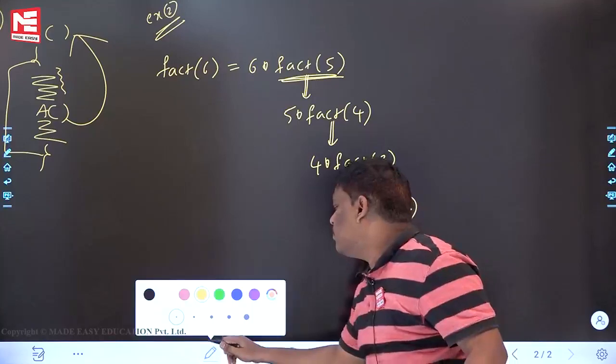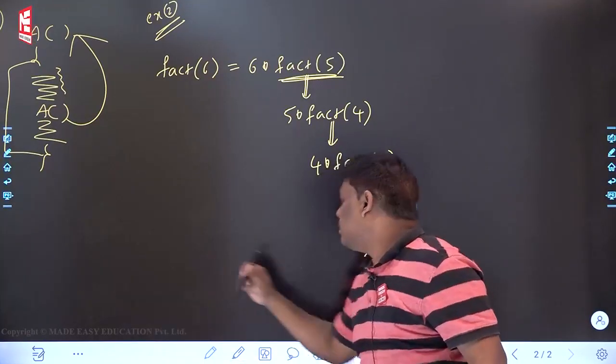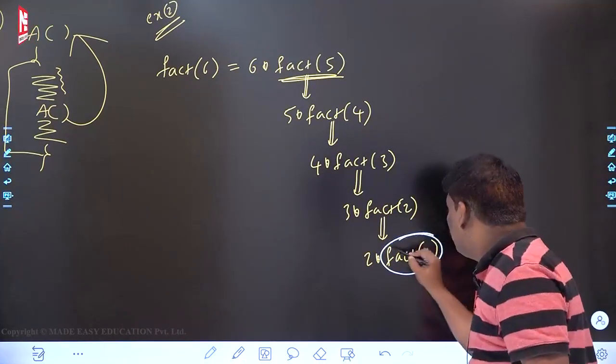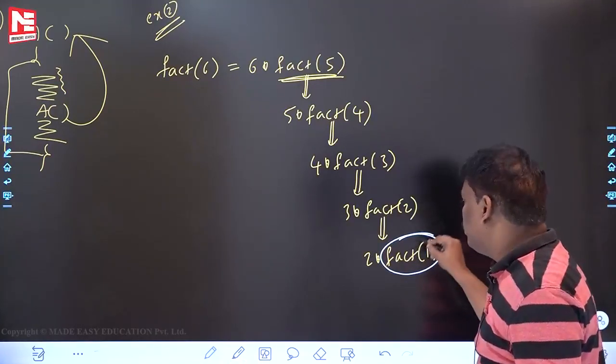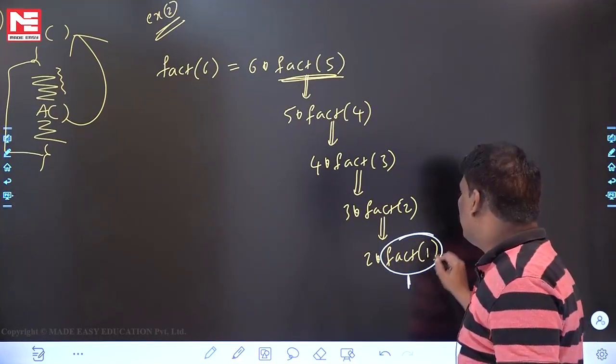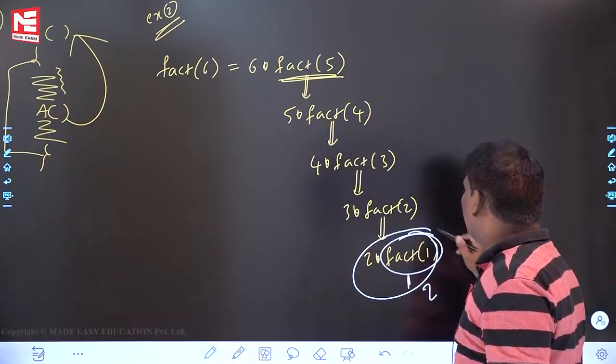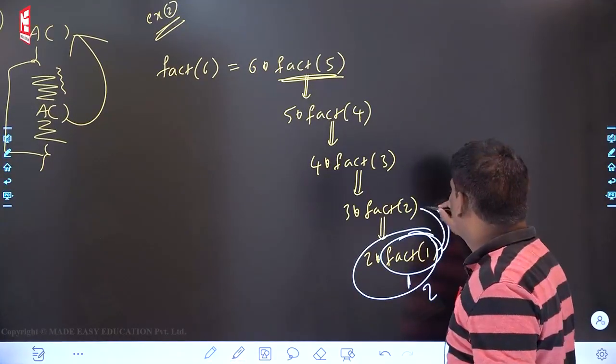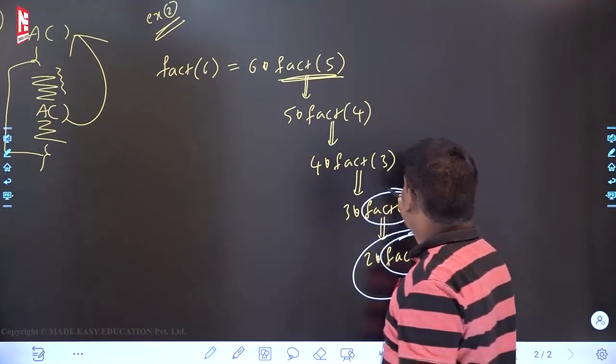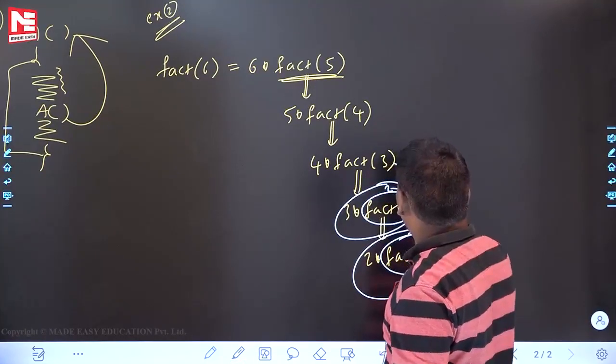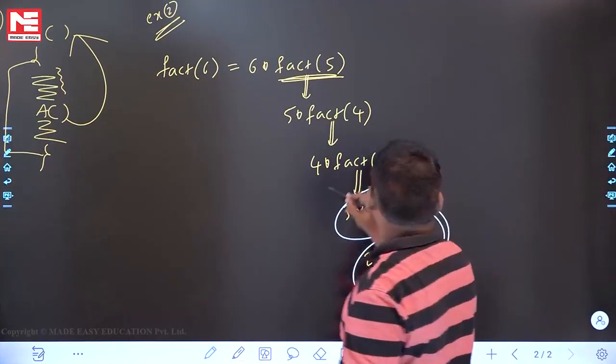Can you help me now? What is the factorial of 1 value? I think you should know this one. Assume factorial of 1 is 1. What is 2 into 1? 2. Then you have to return 2. 2 will go now. What is 3 into 2? 6. 6 will go.